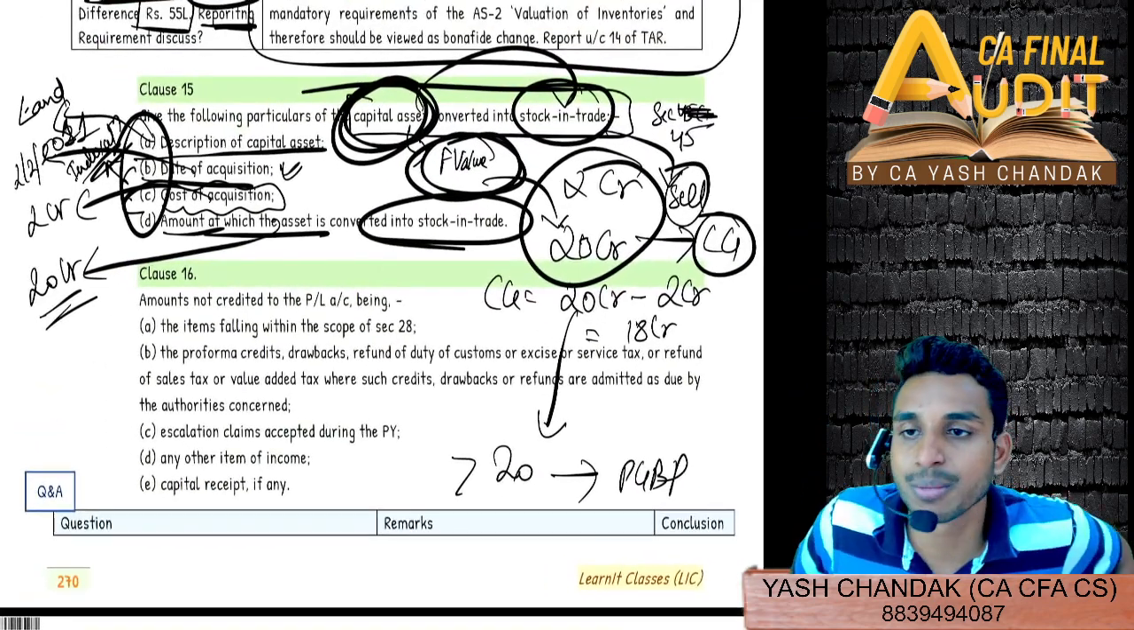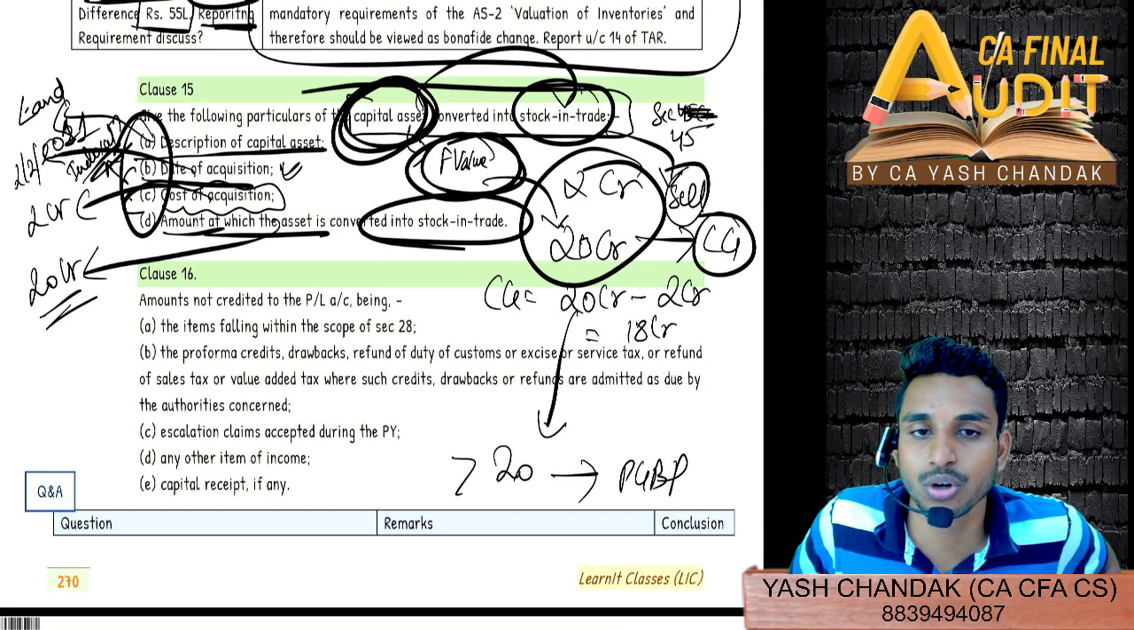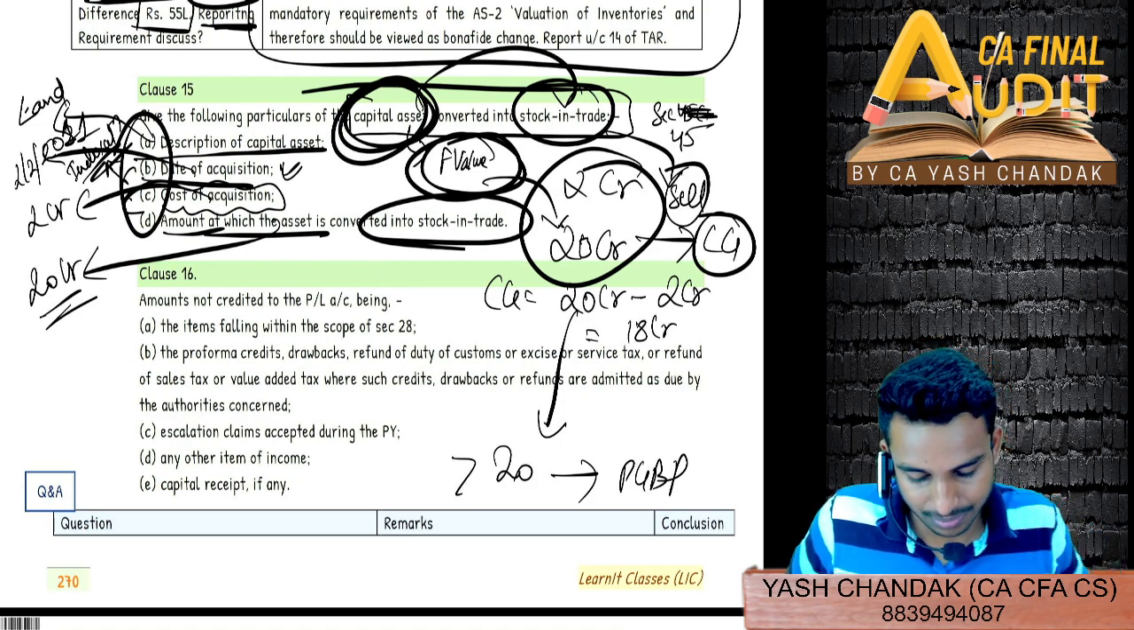Now quickly come to clause number 16. Yes, everyone there with me or not? Clause 16. Yes, sir.